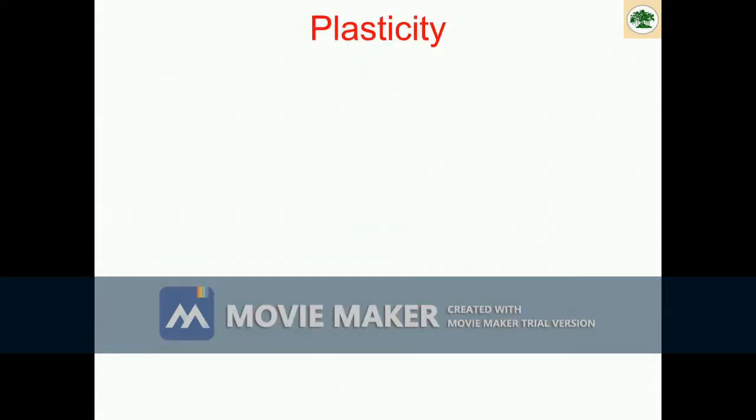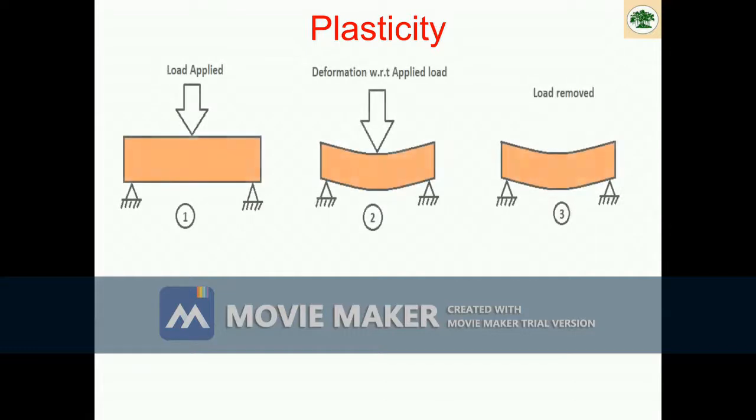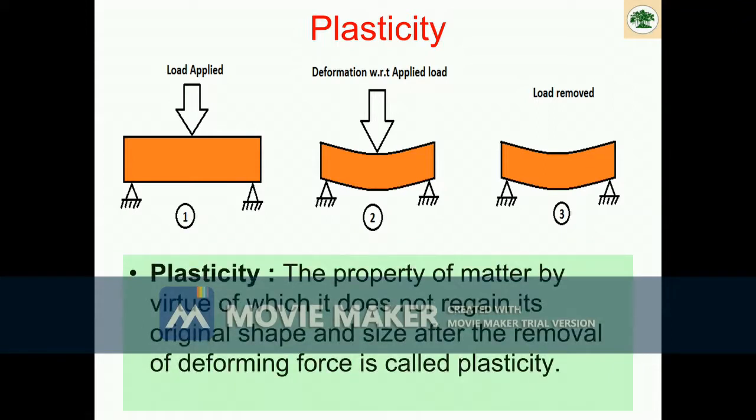What is the plasticity? The plasticity is also a property of matter in which the object does not regain its original shape and size after the removal of the deforming force. In the first figure, there is a load applied on the object. In the second figure, due to the application of the load, there is a change in the shape of the body, that is, there is a deformation.